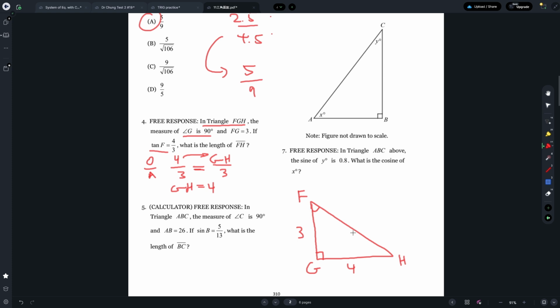And now they want to know the length of FH. If this triangle is familiar, this is what's called Pythagorean triples. There are certain triples, for example 5, 12, 13, right? And this is also a common triple, 3, 4, 5. Instead of doing the Pythagorean theorem, which might take a while, which would be 9 plus 16 equals 25, we could just memorize some of these common triples. Since we know that 3, 4, 5 is a triple, that means 5 is the length of FH.